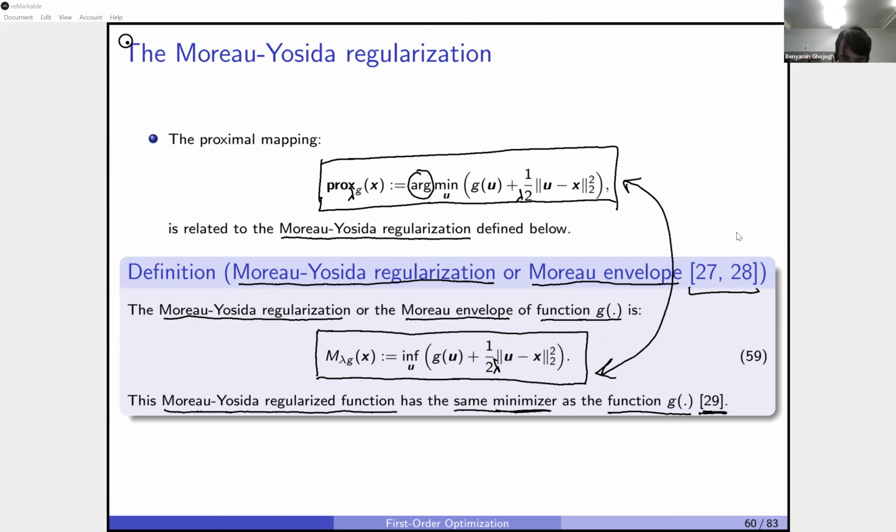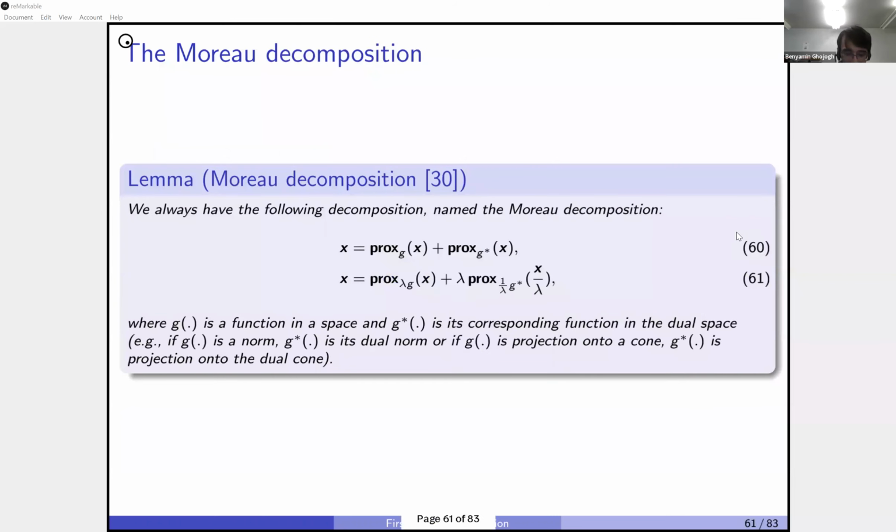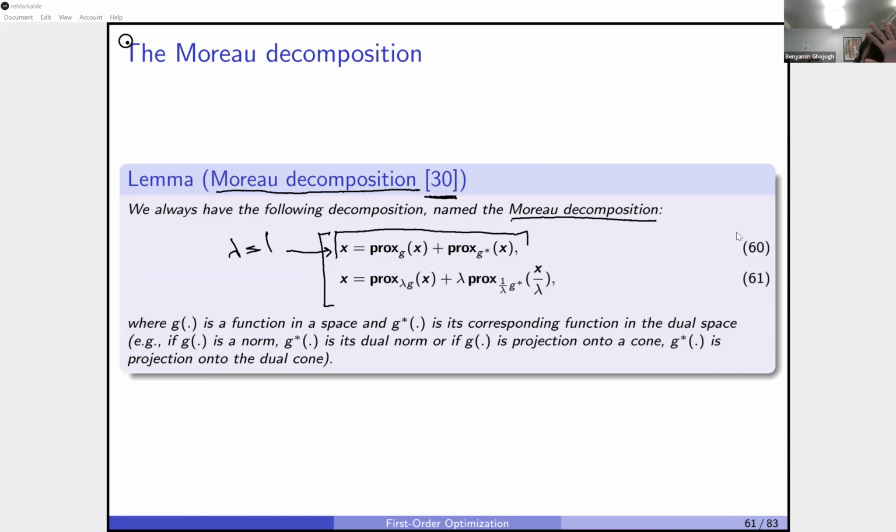Okay, now Moreau decomposition, proposed in reference 30, is that we always have the following decompositions. These are called the Moreau decompositions, these two. So this is this when we set lambda to 1. So you can write x as the prox of x with function g plus prox of x with function g star. And what is g and what is g star?